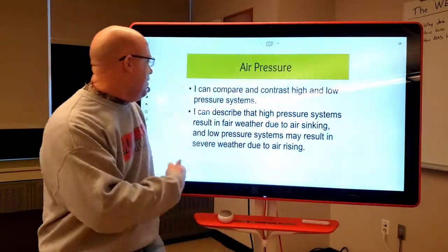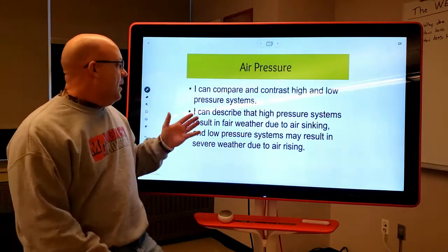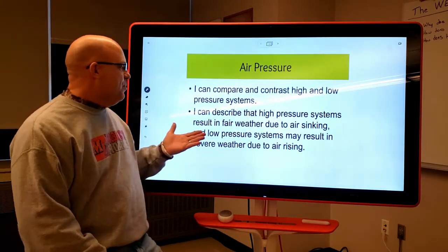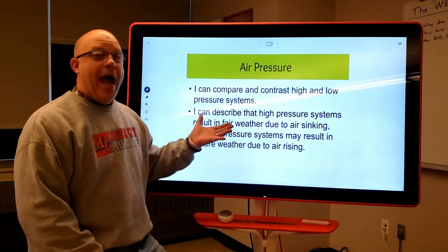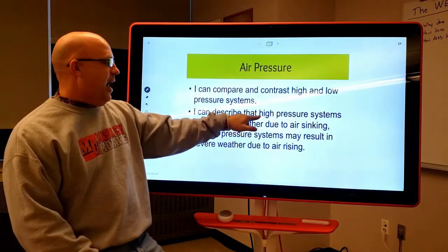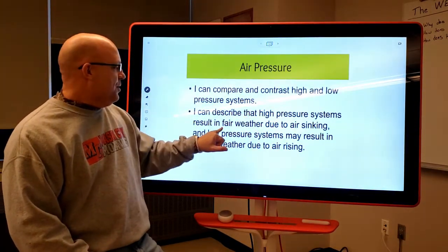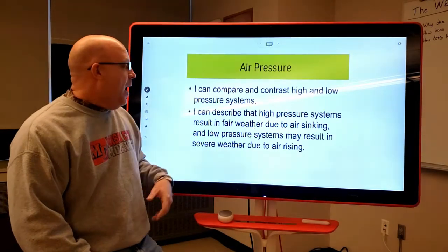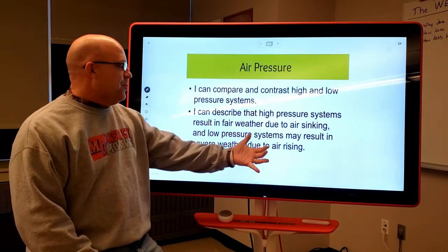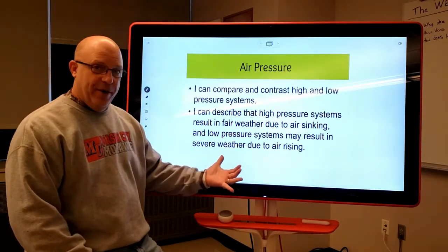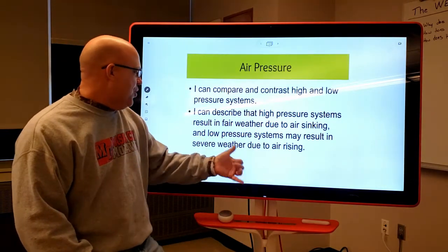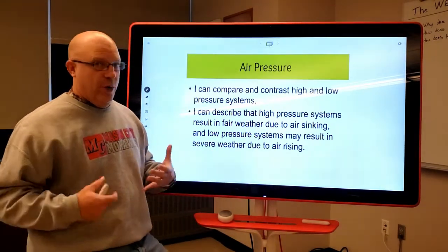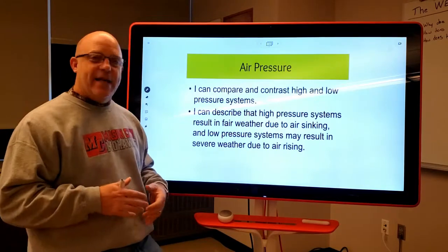Now, this is our start, and here's the key. A high pressure system results in fair weather, happy weather. I like to think of high pressure with an H as happy weather. And a low pressure system results in bad weather. And I think of low pressure as an L for really lousy weather. And so that's how you keep it straight.